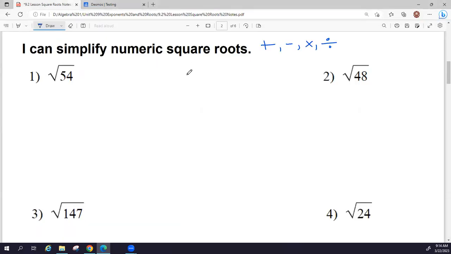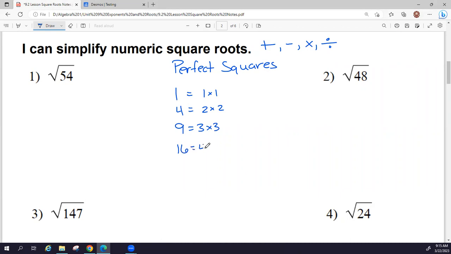And so the first thing we want to talk about are perfect squares. Perfect squares are numbers that are created by two factors that are the same number. So for example, 1 is a perfect square. 1 is equal to 1 times 1. 4 is a perfect square. 4 is equal to 2 times 2. 9 is 3 times 3. 16 is 4 times 4.